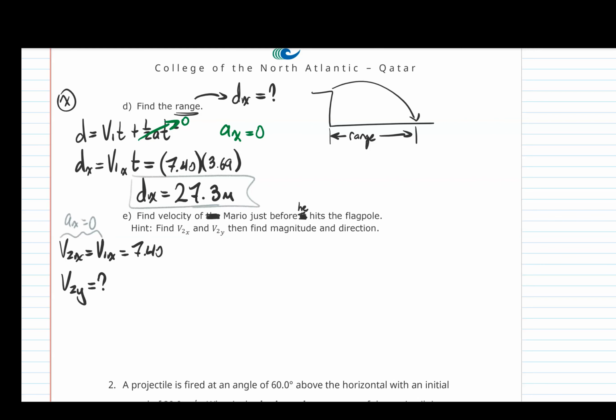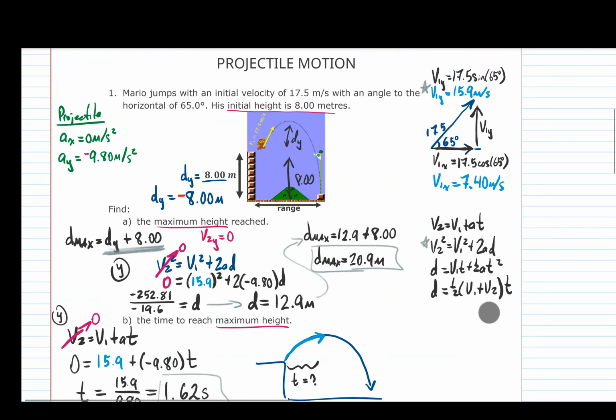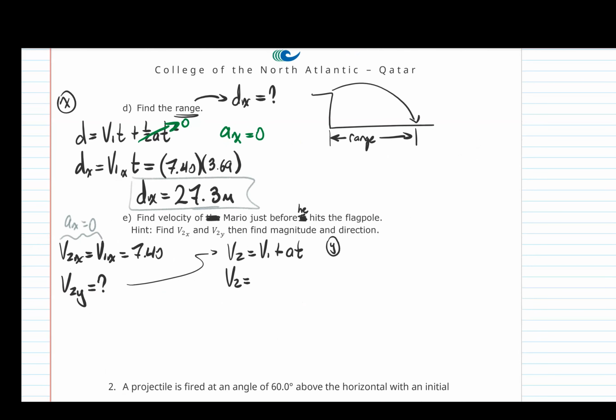Let's just do the first step. V2 is equal to V1 plus at. In the y direction here, I know V1 in the y direction. I just was talking about it. It's 15.9. Sorry, I keep scrolling here. I should have written these down. 15.9 is where it starts.